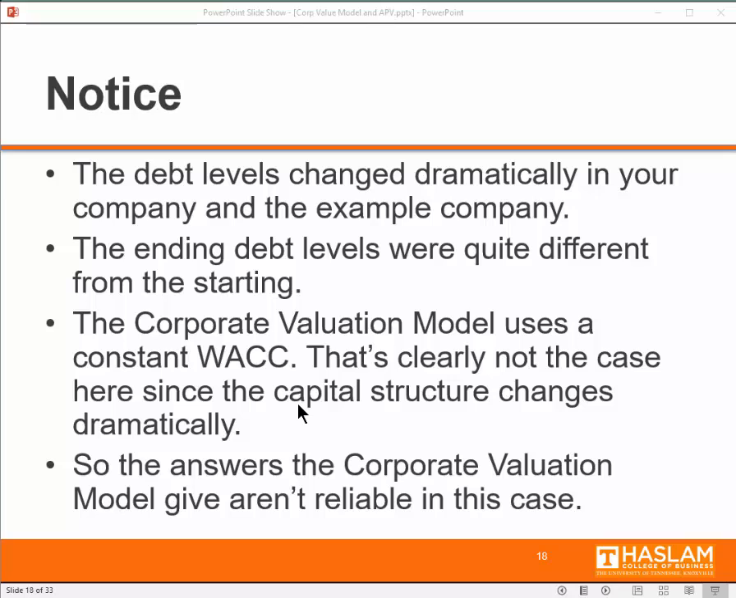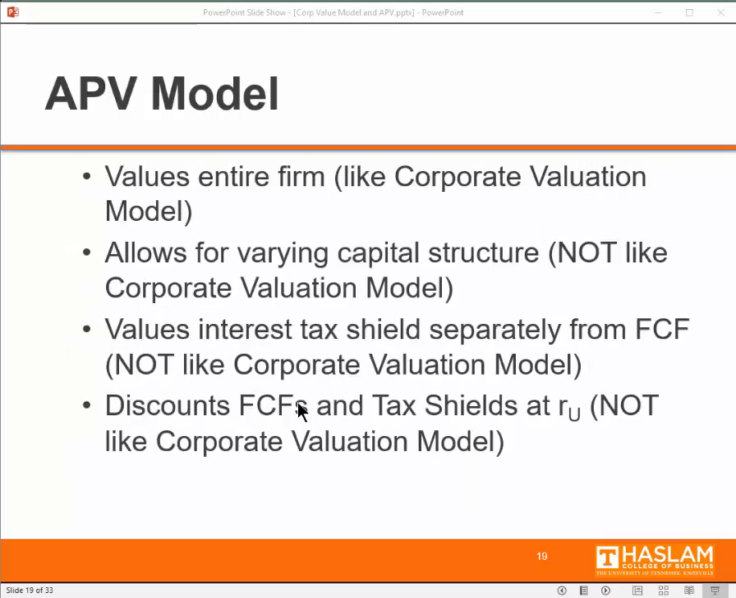It's easy enough to use the APV model, so you ought to. Now, the APV model is like the corporate valuation model in the sense that it does value the entire firm. The corporate valuation model valued the firm's operations. The APV model also values the firm's operations.